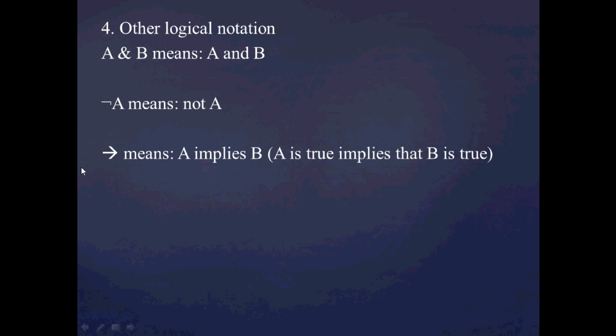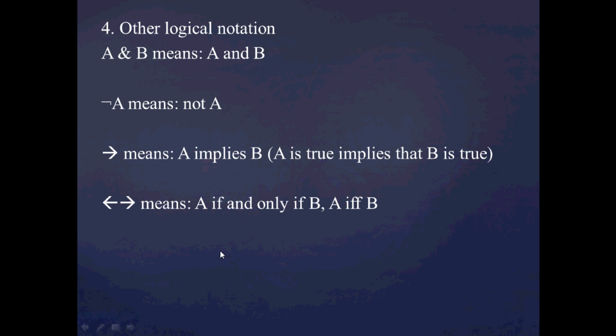And this rightward arrow, which we used in the previous slide, is going to be interpreted as A implies B. What that means is that if A is true, then B is going to be true as well. So the truth of A is going to guarantee the truth of B. That's what implies means in the logical sense.